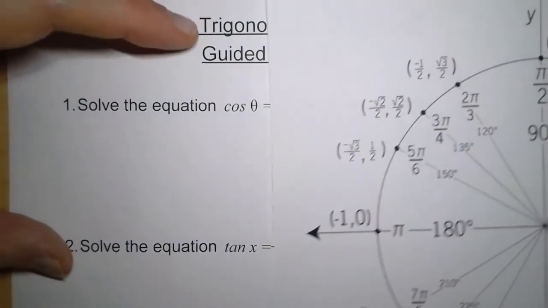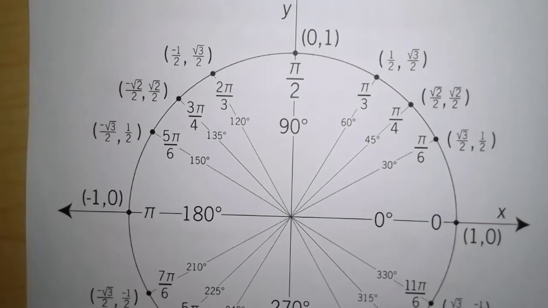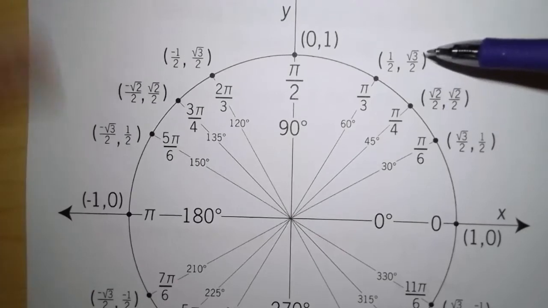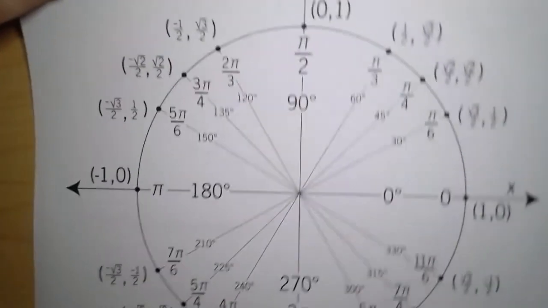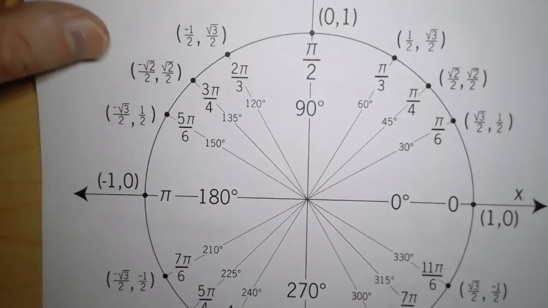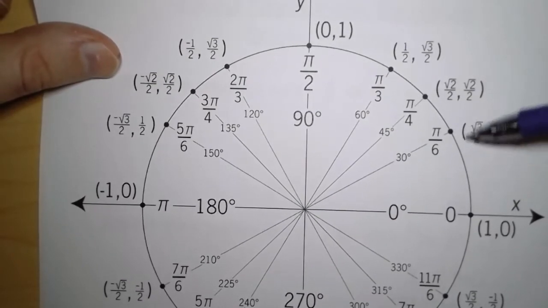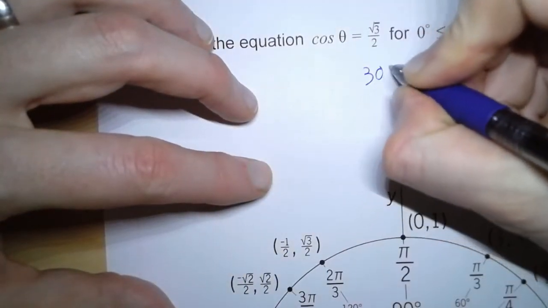Now, when you have a unit circle like this one, that becomes very easy because on the unit circle, all the x values are cosine and all the y values are sine, which means that when you have an equation like this, all you have to do is get out your unit circle and just start looking. So where is cosine square root of 3 over 2? Well, right here. So that means we want the angle of 30 degrees. So I'll write down 30 degrees.